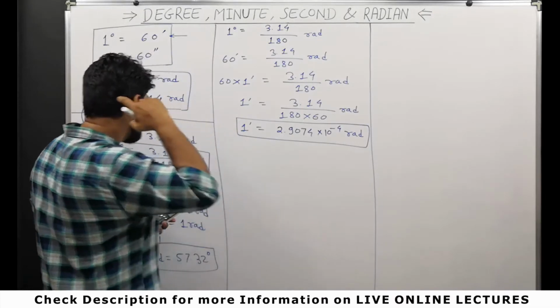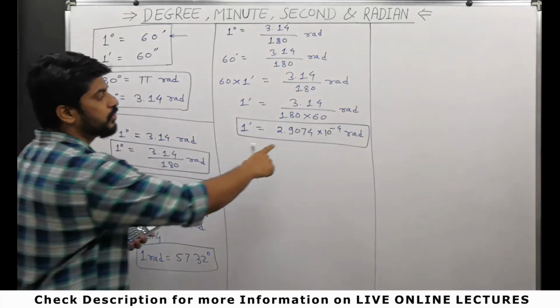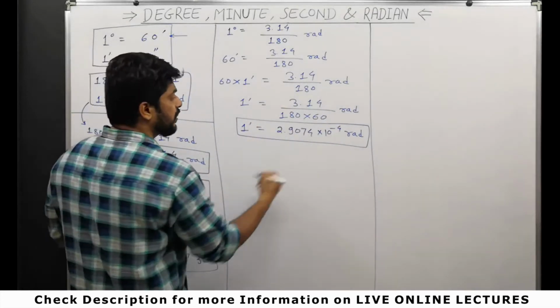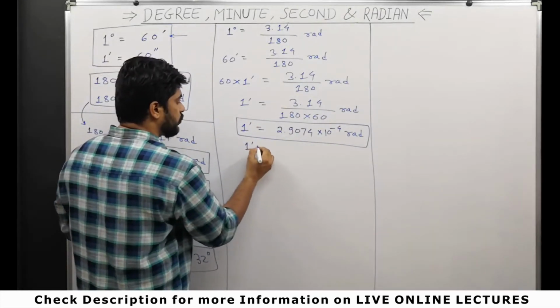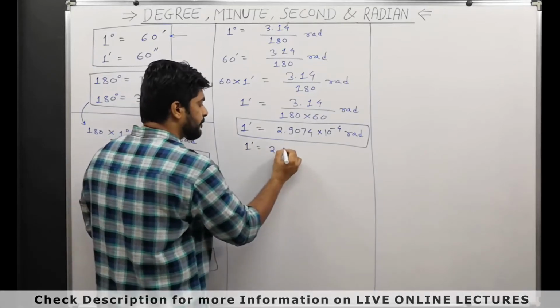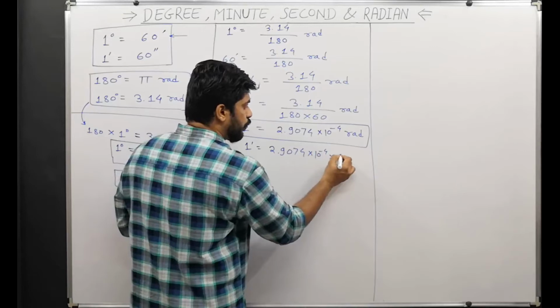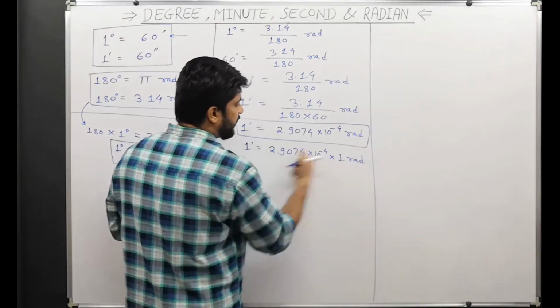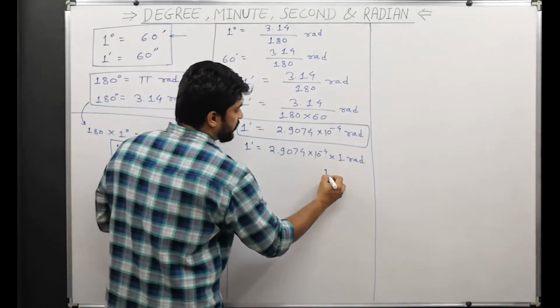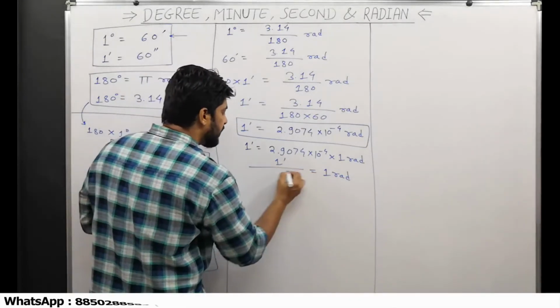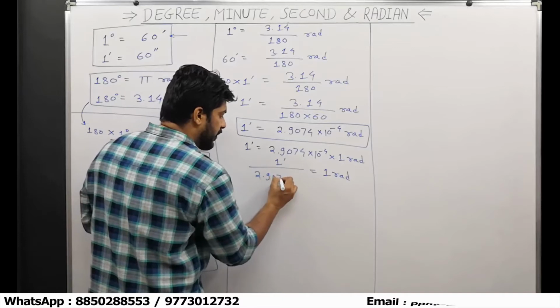Now what we can do is the reverse, that is 1 radian equal to how many minutes. That's very simple, just do the same procedure that we did earlier. Something like this into 1 radian, right? We can write it in this way also. From this equation I can write 1 radian is equal to 1 minute divided by this number.